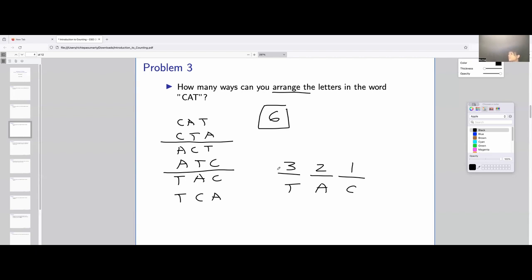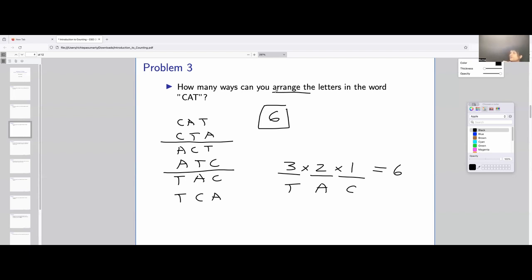So if I want to find how many ways there are to arrange the letters, I could just multiply these three numbers by each other. And 3 times 2 times 1, it turns out to be 6. Okay, so that's another way we could do it.